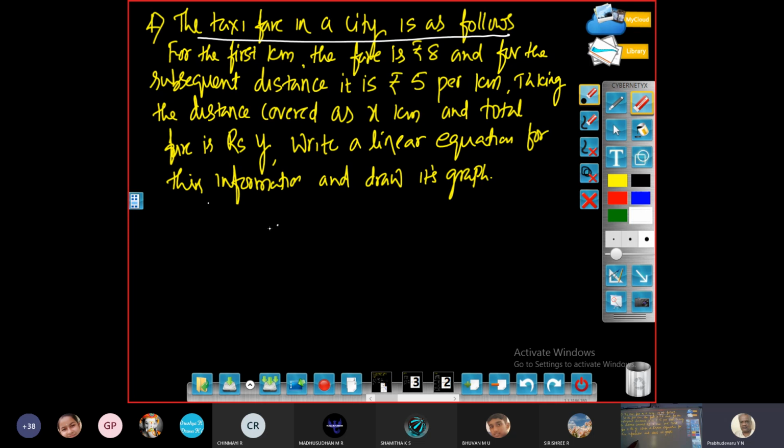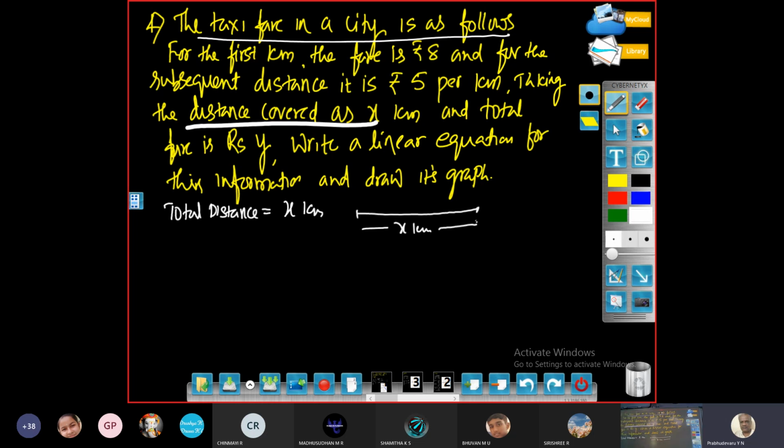Here, what is the distance covered by this person? Look at this, x kilometers. Taking the total distance covered as x kilometers, he has traveled x kilometers. Suppose I draw this distance here, from here to here it is x kilometers. This is the length he has traveled.